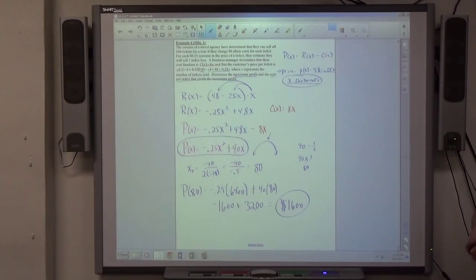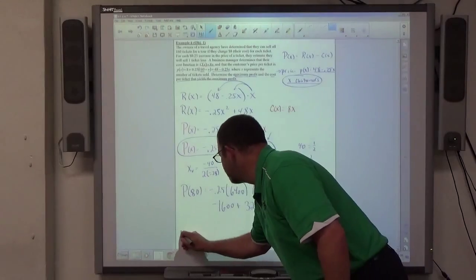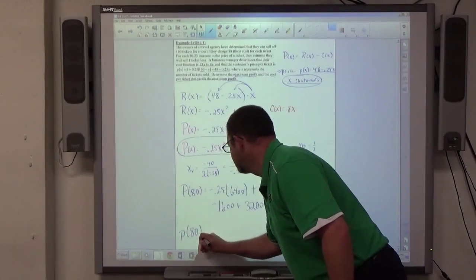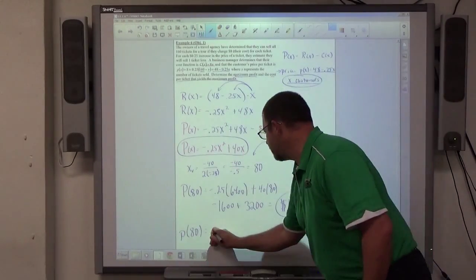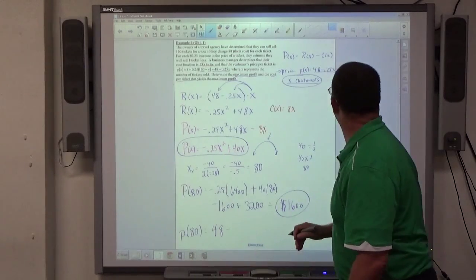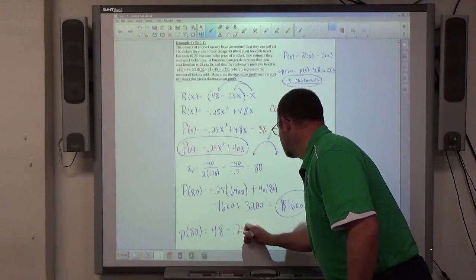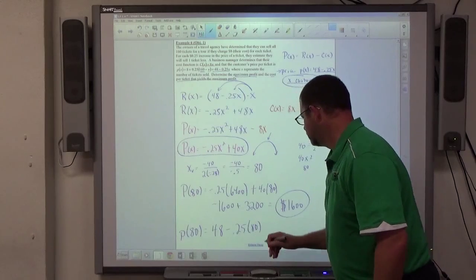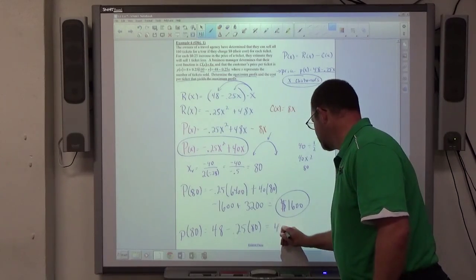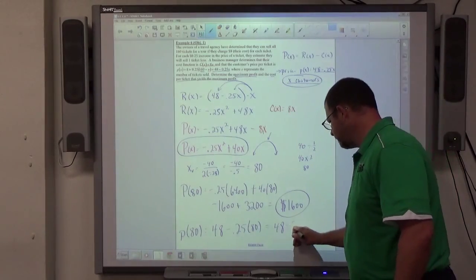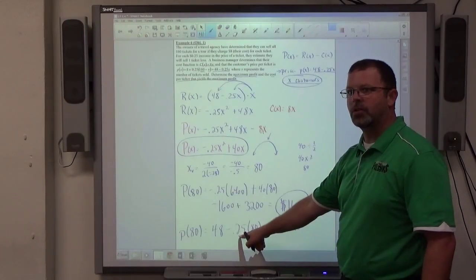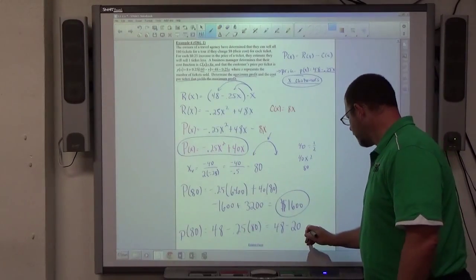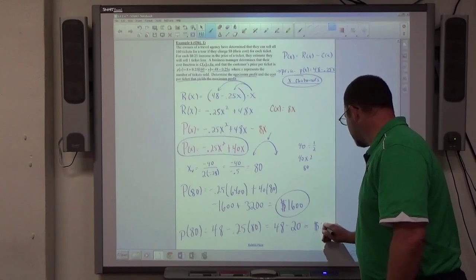The price per ticket, little p of 80, is going to be 48 minus 0.25 times 80. That's just 48 minus 20, right? 0.25 is a quarter, 1/4 of 80 is 20. 48 minus 20 gives us a ticket price of $28 per ticket.